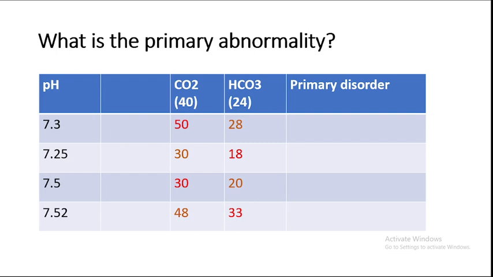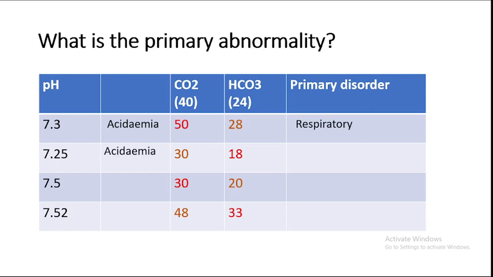First one, the pH is 7.3, so there is acidemia. What explains this acidemia? Carbon dioxide has gone up. Bicarbonate has gone up. If the bicarbonate goes up, it doesn't cause acidemia. But if carbon dioxide goes up, it causes acidemia. So the primary disorder is respiratory. It's a respiratory acidosis that has caused acidemia.